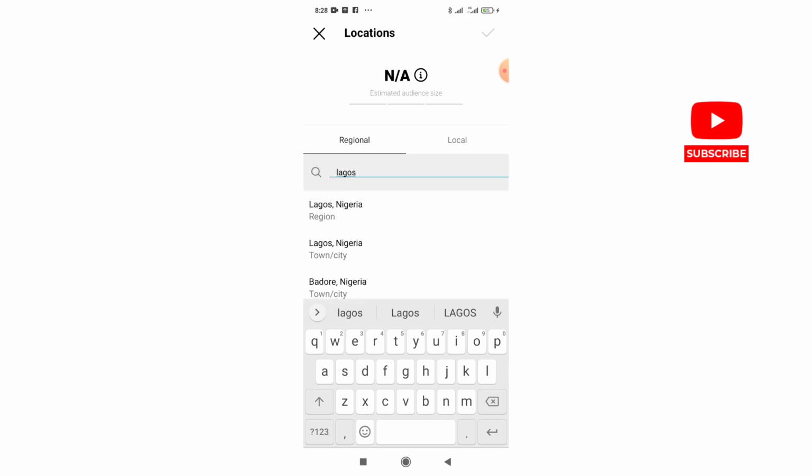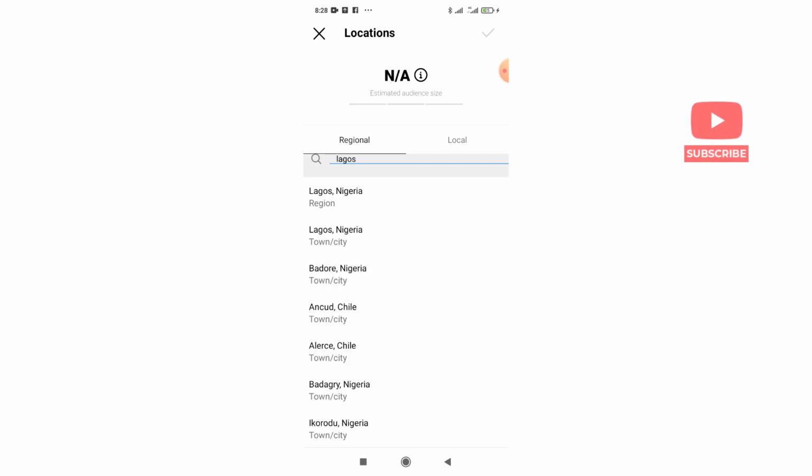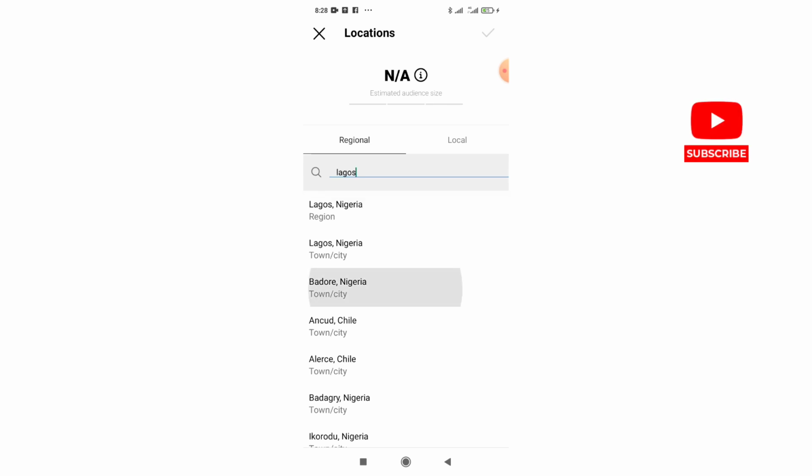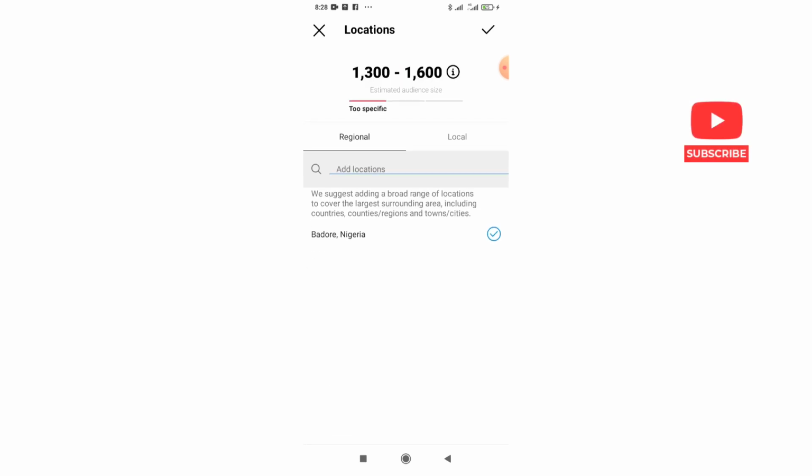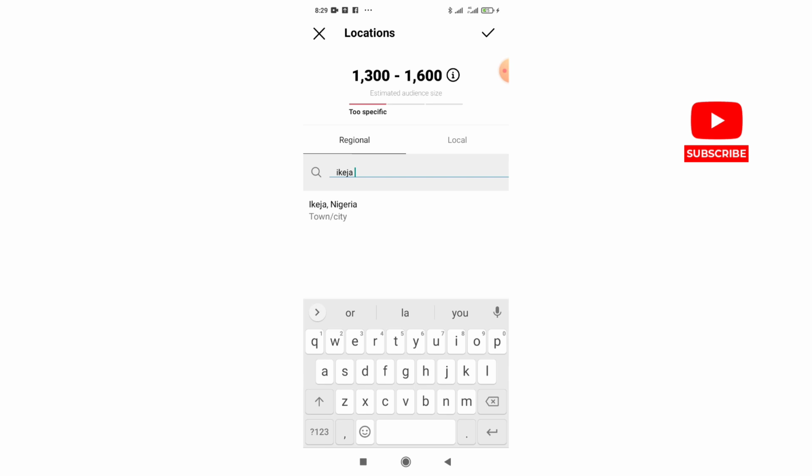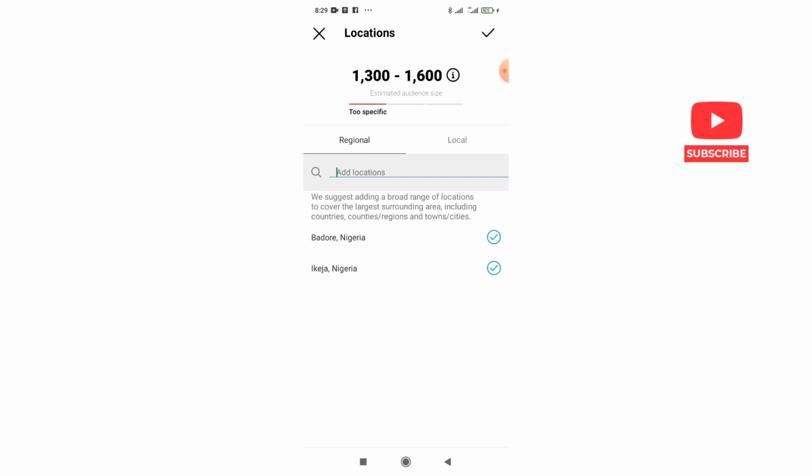So when you type Lagos, it's going to show you different places in Lagos. I advise you to go one by one. Badore means Ajah, Badore Ajah. You can pick Badore. Then you type again Lagos. It can bring you Ikeja. Select key cities in Lagos, town or city. Make sure it's town or city so you do not waste your money.